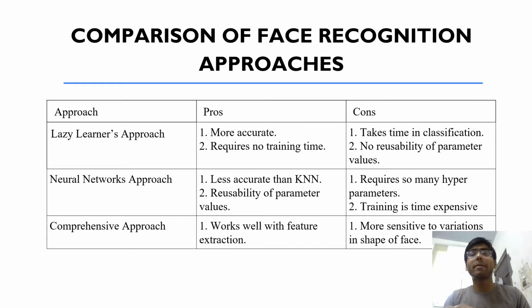If you talk about the comprehensive approach, it works well with feature extraction, while it was more sensitive to variations in the shape of the face. Like when we are laughing, when we are in sad mode, when we are screaming, at that point the shape of the face may change. Then at that point of time, the comprehensive approach might not work very well. So this is all we got about this.